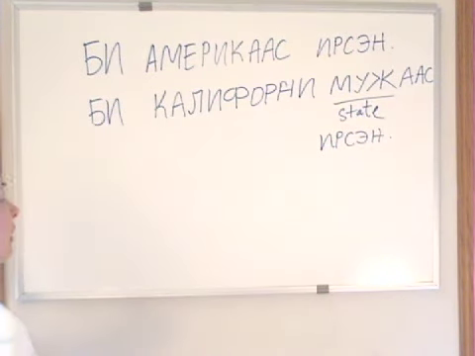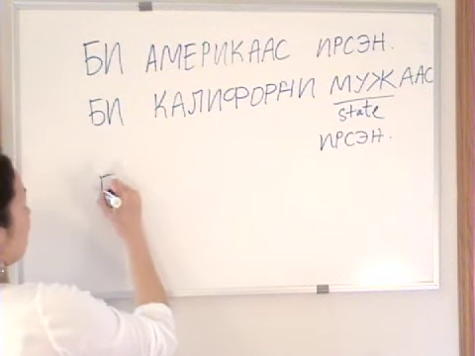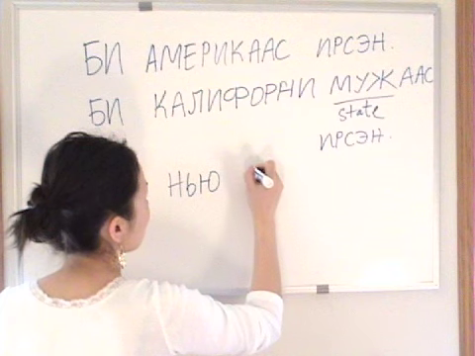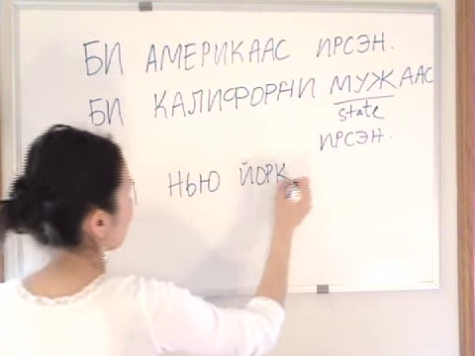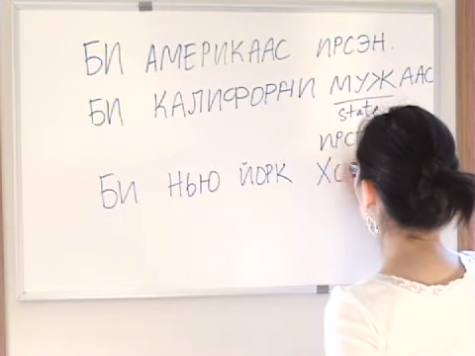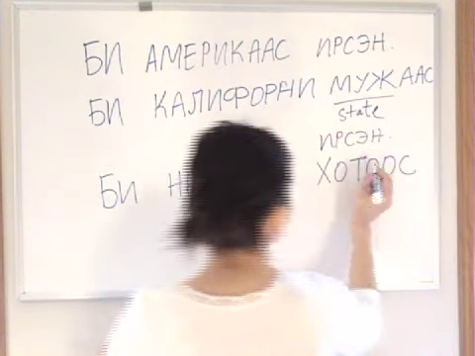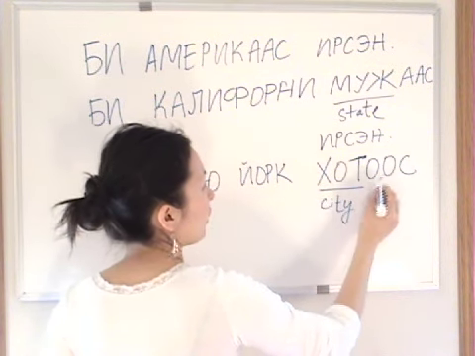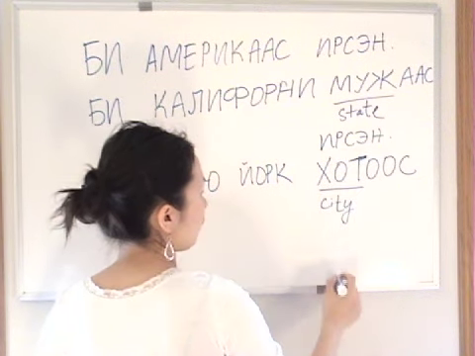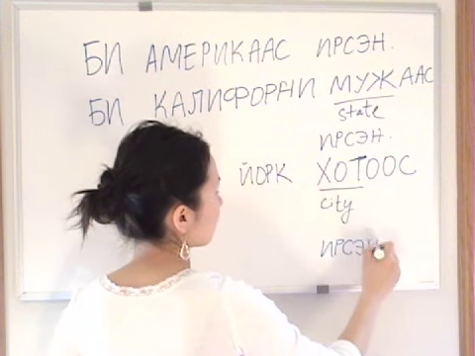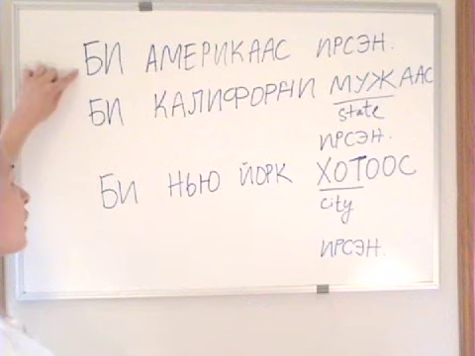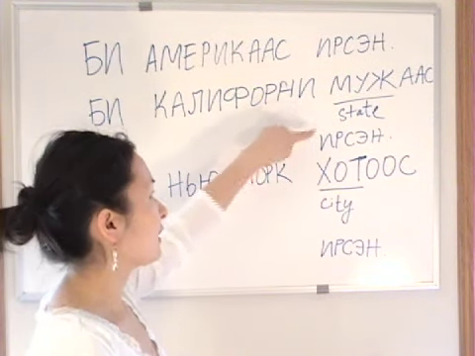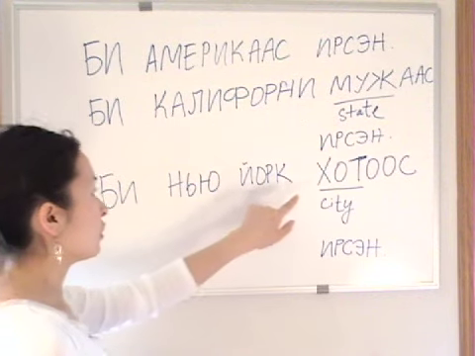And then let's say I come from New York City. Bi, I think New York is written like this. New York hotas. Okay, so this word hot means city, and it's as because we have a in hot. Hotas irsen. Okay, let's read it. Bi Amerikas irsen. Bi California muchas irsen. Bi New York hotas irsen.